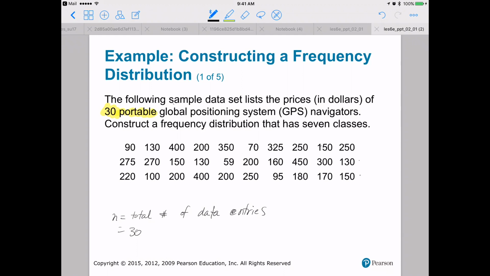So looking at this data, let's see if we can tell already what the min is, because we're going to need the min and we're going to need the max. For the min, it looks like the min is 59. So let's write that down for the min. And for the max, it looks like 450 is the max. So what this is saying is that for this sample of 30 GPS navigators, the cheapest one was $59, and the most expensive GPS navigator was $450.